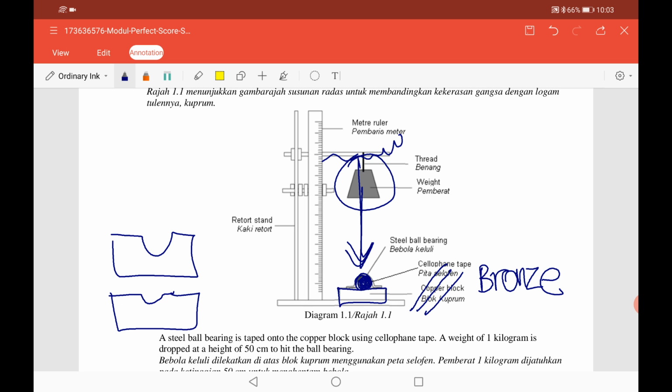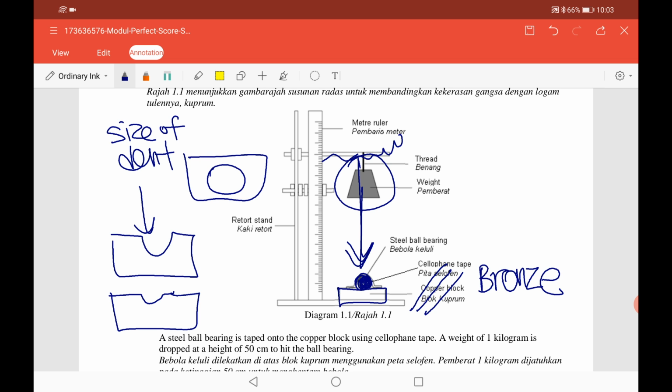So we want to study how big the size of this dent is. We want to study the diameter or the size of the dent. The idea is very simple. If the dent is very big, it means your material is very soft. If your dent is very, very small, then the material is very hard. So this is the experiment to study the hardness of the material.